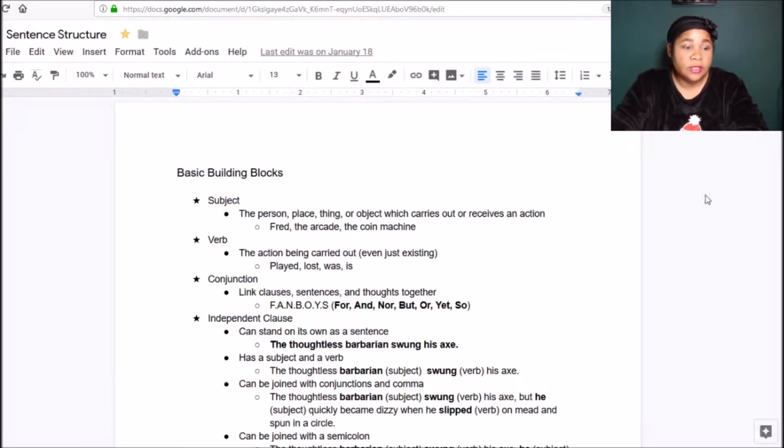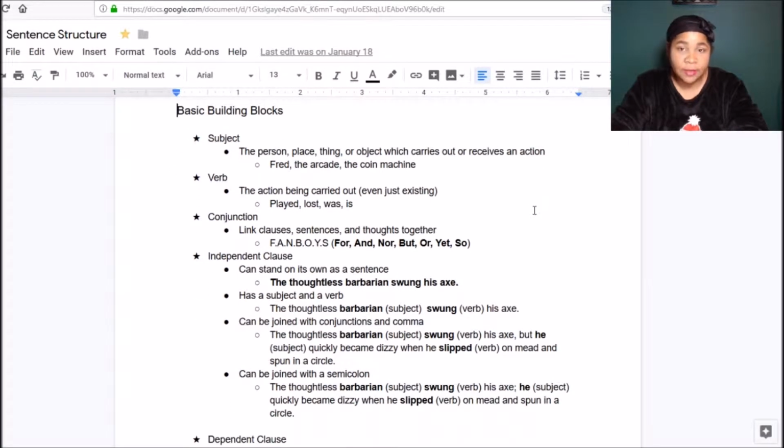So let's start on sentence structure. There's a couple of basic building blocks you need to know. There's the subject, which is basically the person, place, or thing that either receives the action or carries out the action. And there are some examples you can read. All of these documents are online. The verb is the action being carried out or the action being done to the subject.